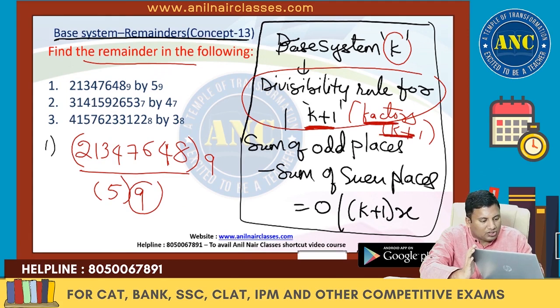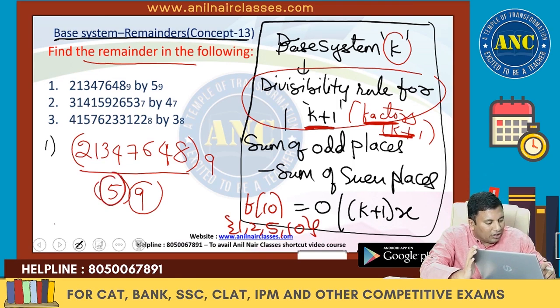Factor of K plus 1. What are the factors of 10? Factors of 10 are 1, 2, 5, 10. What is the question given? 5. So I can use this logic. How to use the logic?